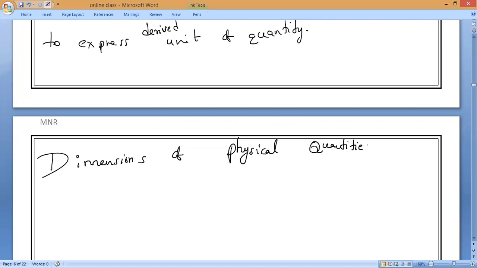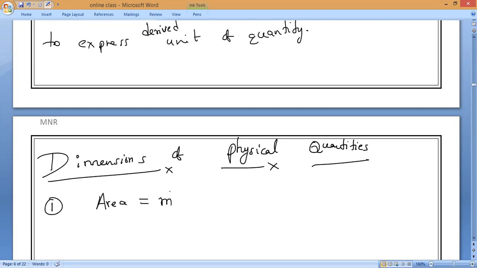Area. Correct. Now, can you guess the dimensions of area? What is the unit? Square meter. So L into L, length into length, so powers we can add. What is the dimension, Pradosh? L square. Clear? Because it is the beginning, I am writing in a little detail. Later I won't write. You should tell me fast. L square.